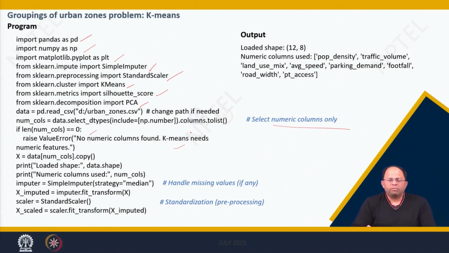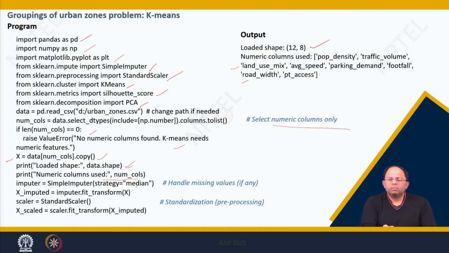But here we have got plenty of numerical columns, and once we do that, we are copying those numerical columns into X. So, that means X should be used, and then we can print the shape of the data like over here, that is 12 and 8, that means 12 rows, 8 columns, and then we can also print the numeric columns used. So, whichever columns have been selected, their names are being printed over here like population, density, traffic, volume, parking, all the ones.